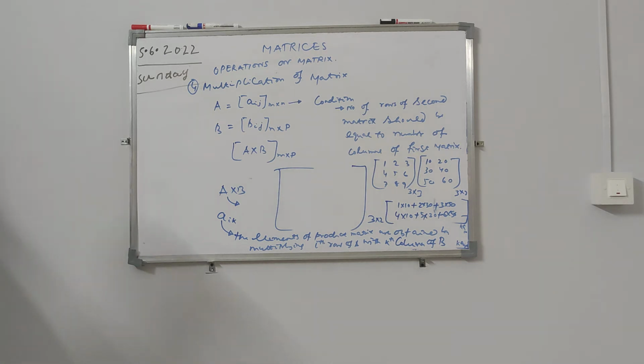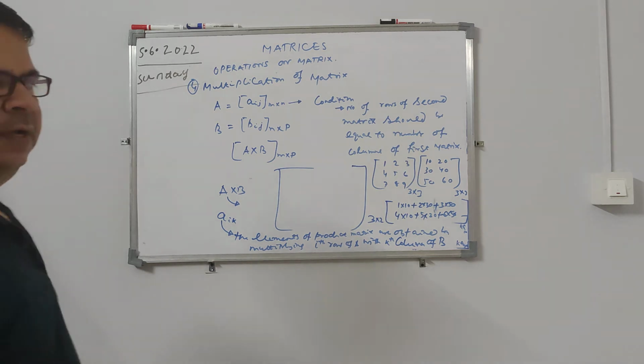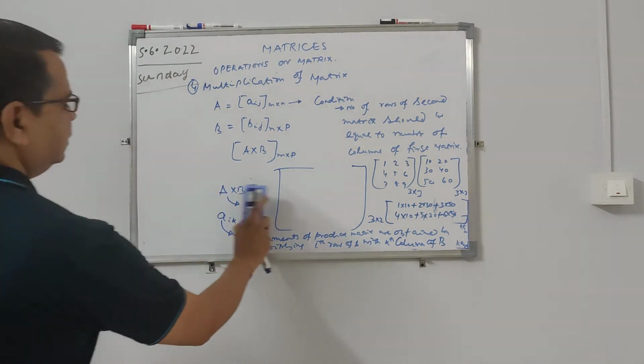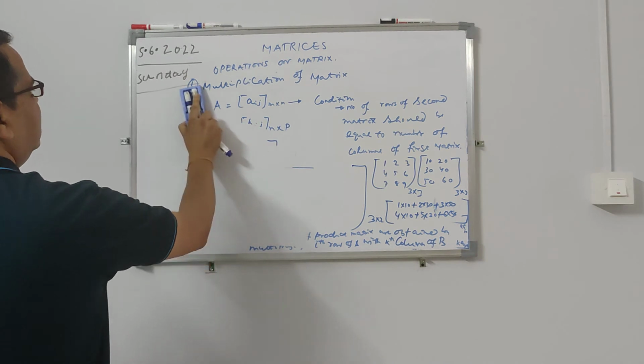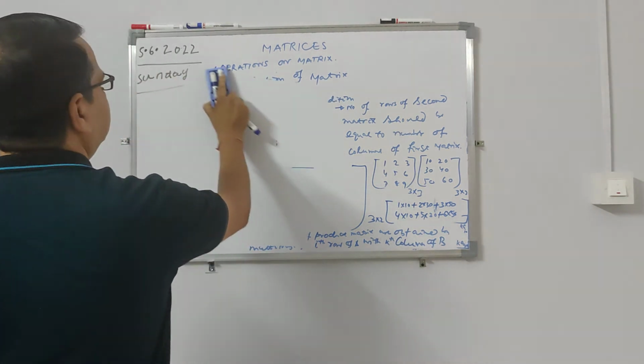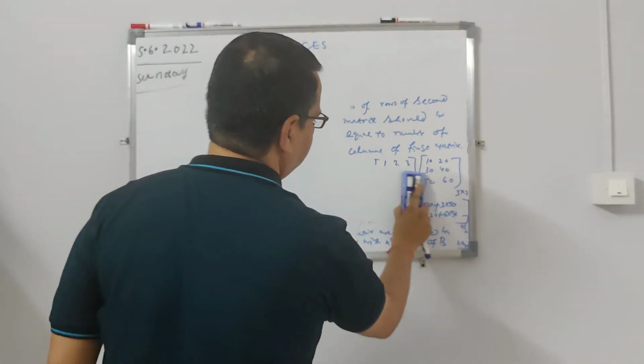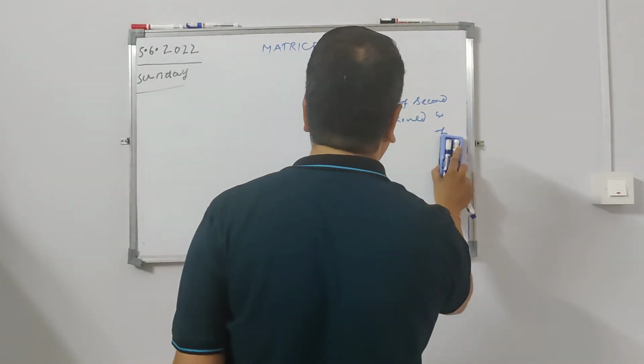Now we have covered different types of matrix. We have covered operations of matrix: addition, subtraction, and scalar multiplication, which is very, very important. All elements of the matrix have to be multiplied by a number, the scalar. Then this multiplication has one very important condition: the number of columns of the first matrix has to be equal to the number of rows of the second matrix, otherwise you cannot multiply.